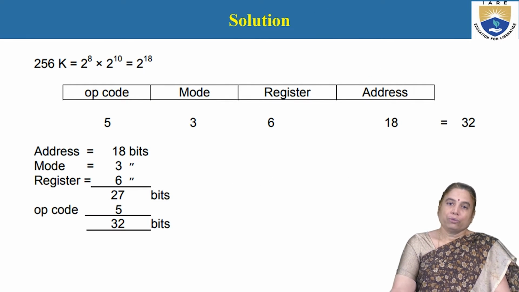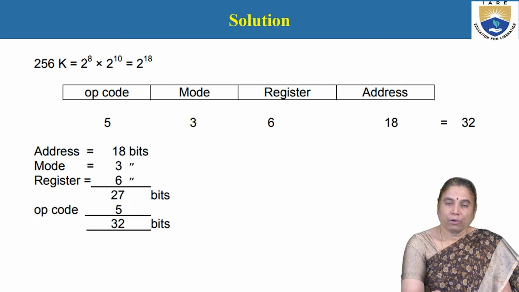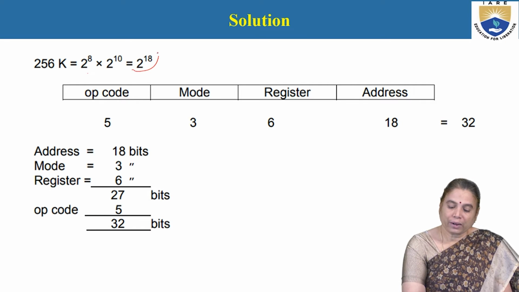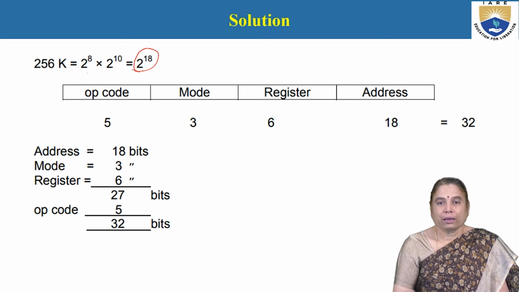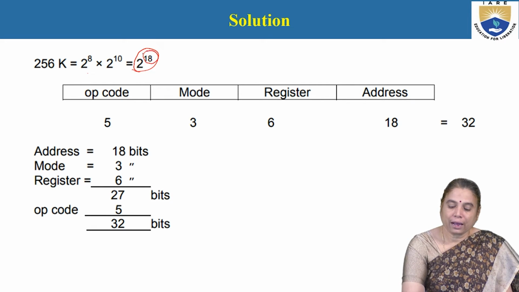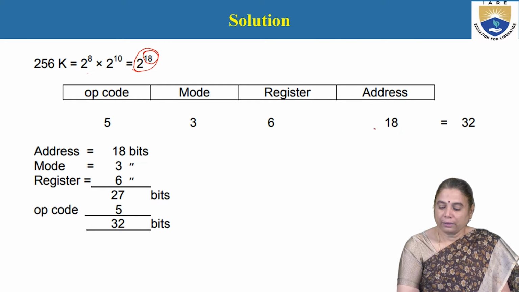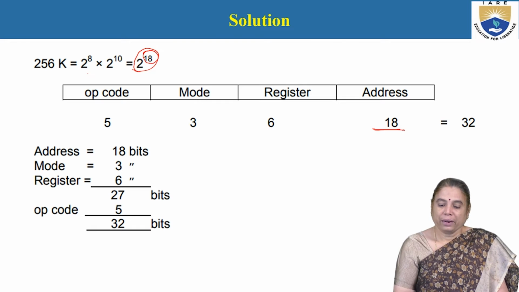So here 256K is the address space of the memory. To represent kilo, 2 power 10 combinations are required. To represent 256, 2 power 8. So a total of 2 power 18 can be used as address space with the help of 18 address lines. So the address can be of 18 bits length.